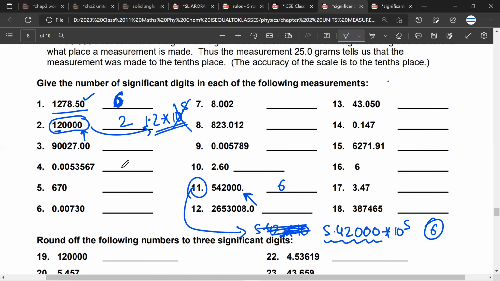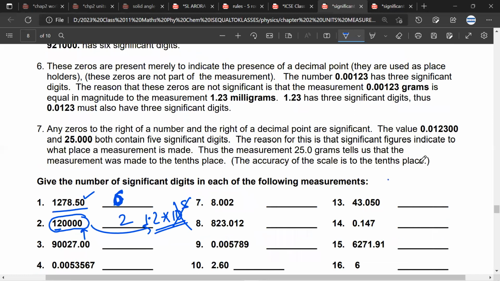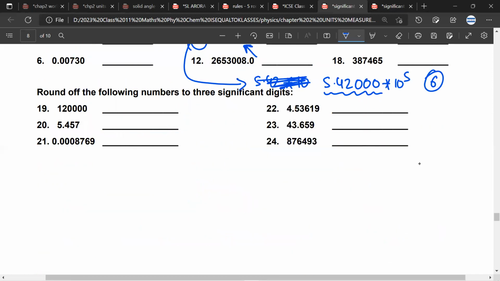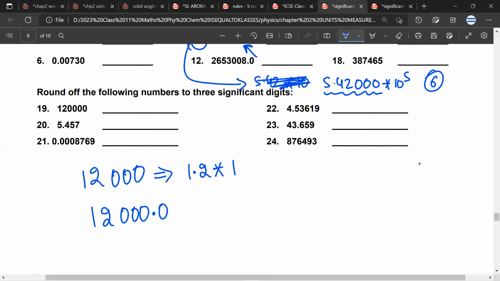So let me repeat this point because this is a bit subtle. There is 12,000 and there is 12,000.0. If I have to write the first in scientific notation, I will write it as 1.2 into 10 raised to power 4. Why? Because here there are only two significant digits, and here also there are two significant digits. Avantika, are we clear?